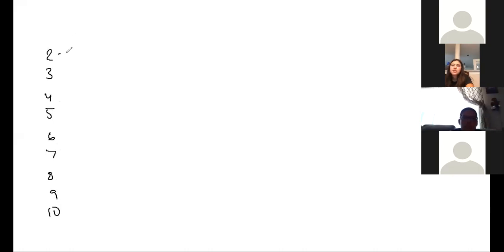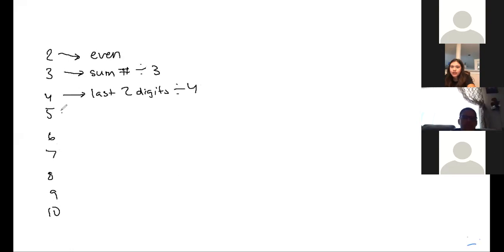If you look at a number, you know it's divisible by 2 if it's even. For 3, the sum of the digits has to be divisible by 3. For 4, the last 2 digits have to be divisible by 4. For 5, it has to end in 0 or 5. For 6, it has to be divisible by 2 and 3. For 7, there's not a trick.